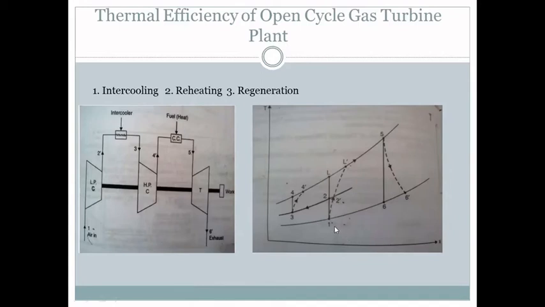The process from 1 to 2 prime represents compression. From 2 prime to 3 represents intercooling. From 3 to 4 prime represents compression. From 4 prime to 5, it's heating in the combustion chamber. From 5 to 6 prime, it is expansion in the turbine.